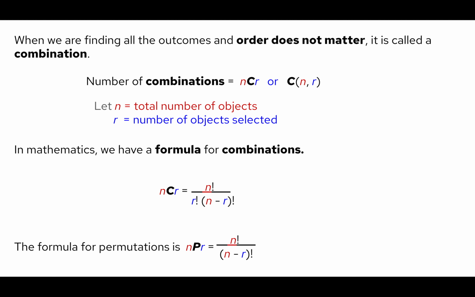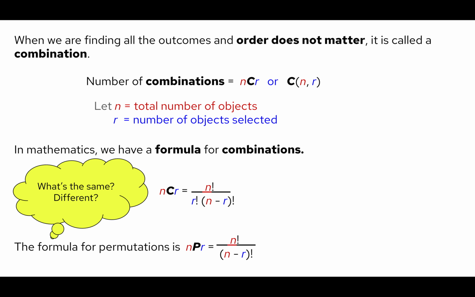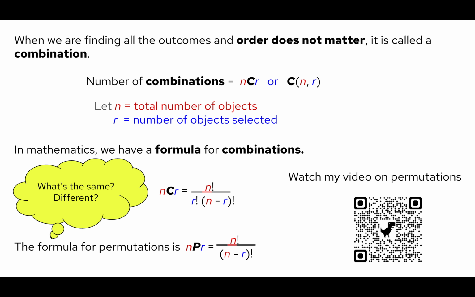Now, the formula for permutations looks like this. So what's the same and what's different? Just a reminder that in permutations, order does matter. And if you haven't seen my video on permutations yet, check it out because that'll help you to understand combinations as well.